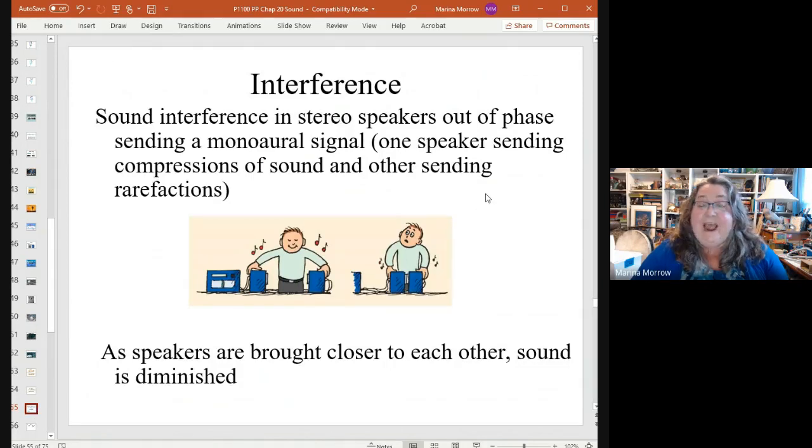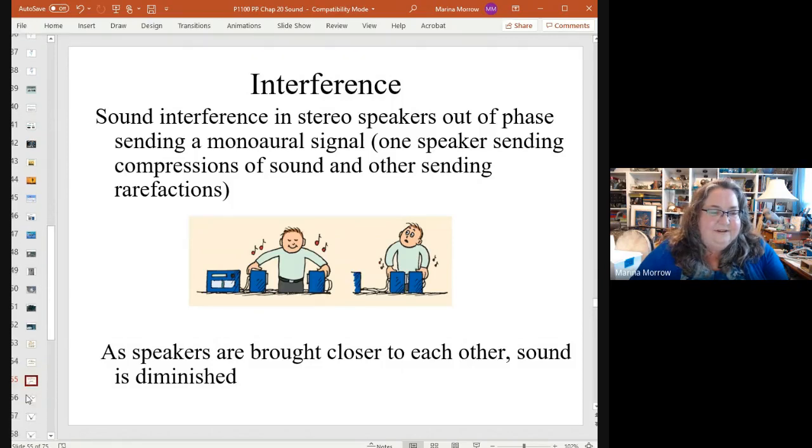Now, this can actually happen in speakers. It usually doesn't, because they usually make sure that the speakers aren't playing exactly the same thing. But it is possible if you set up your speakers to play exactly the same simple signal, then you can reverse one of the speakers so it's going out of phase with the other, and you can actually get a diminishment of the sound.